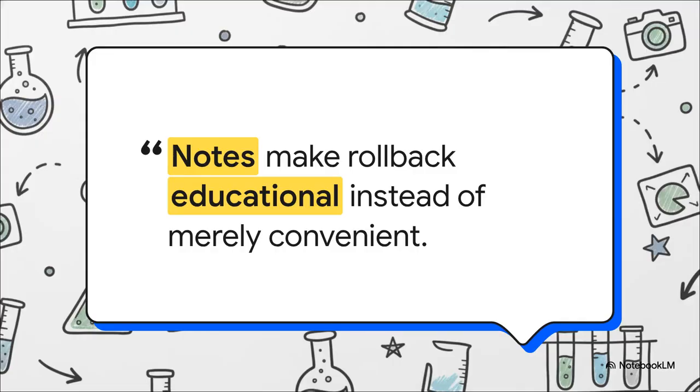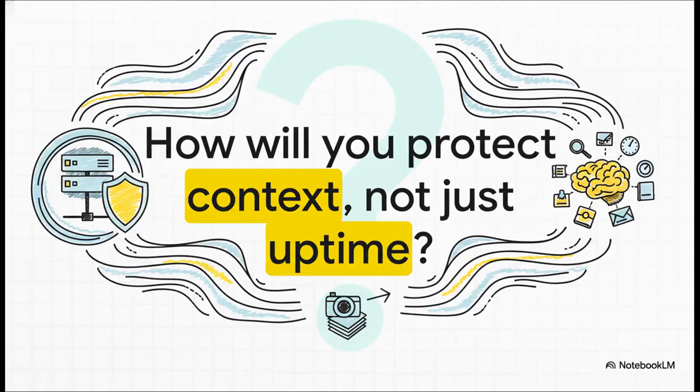And this quote just ties it all together so perfectly. Good notes transform a rollback from being merely convenient to being truly educational. It's the absolute best way to make sure you don't make the same mistake twice. So the question I'll leave you with is this. How will you start protecting your context, not just your uptime? I promise, once you start applying this mindset, it won't just save you countless hours of rework, it'll make your entire testing process smarter and so much more effective.